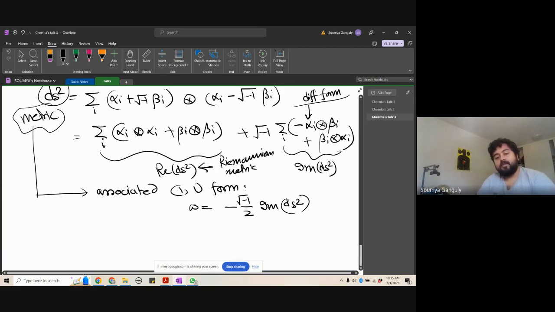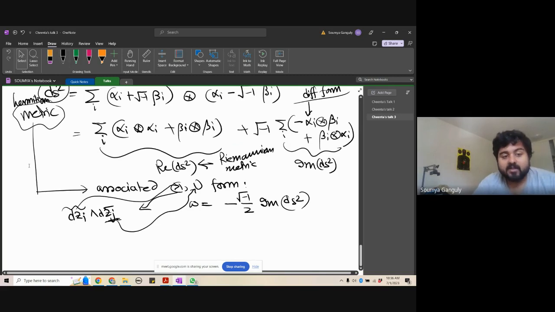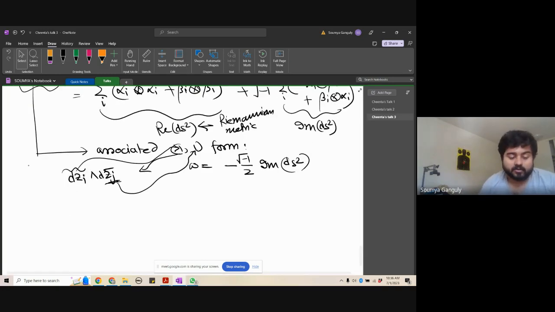So when you have a Hermitian metric like this, the real part of the Hermitian metric is a Riemannian metric, and the imaginary part of the Hermitian metric is a differential (1,1)-form. What do we mean by a (1,1)-form? It looks like dz_i wedge dz̄_j, something like this. This gives you the 1 here, and this conjugate thing gives you a 1 here. That's it. We will talk more about these kinds of forms. And this is a fact: whenever you have a Hermitian metric, you have an associated (1,1)-form. The converse is also true.